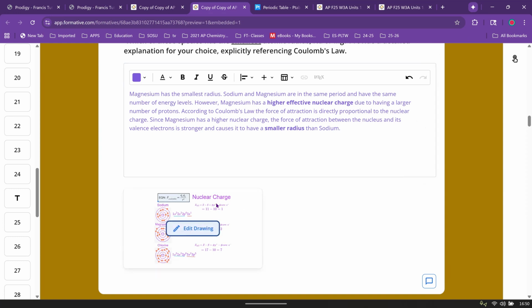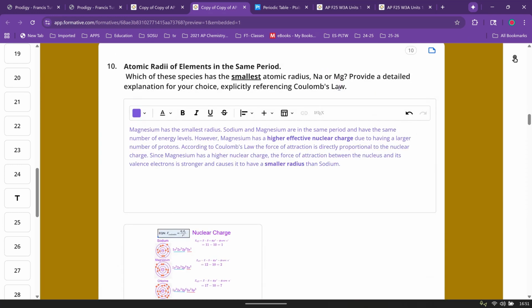And again, what is our theme? Nuclear charge. We notice if it has a higher effective nuclear charge, it has a smaller radius. Notice I have that bolded. And if the effective nuclear charge were lower, the radius would be larger. And so we understand the relationship between the nuclear charge and the force of attraction, and that's basically how we're using Coulomb's law to explain the differences in size of sodium and magnesium.